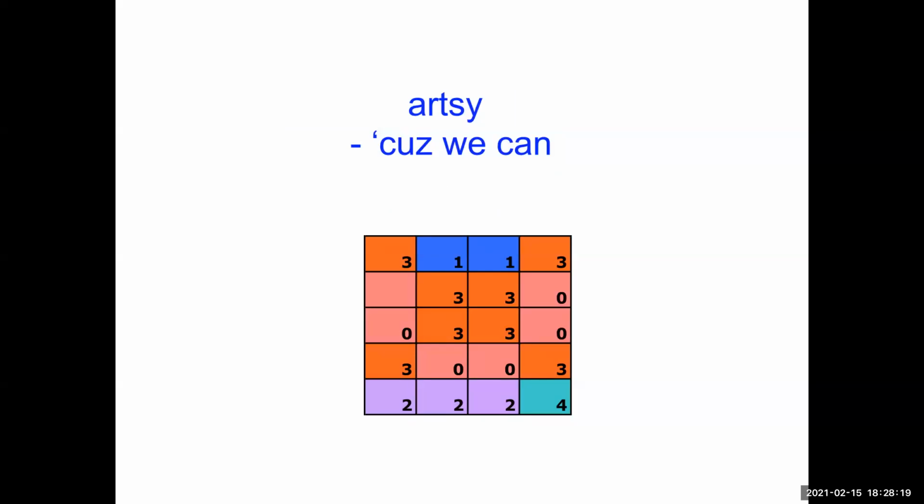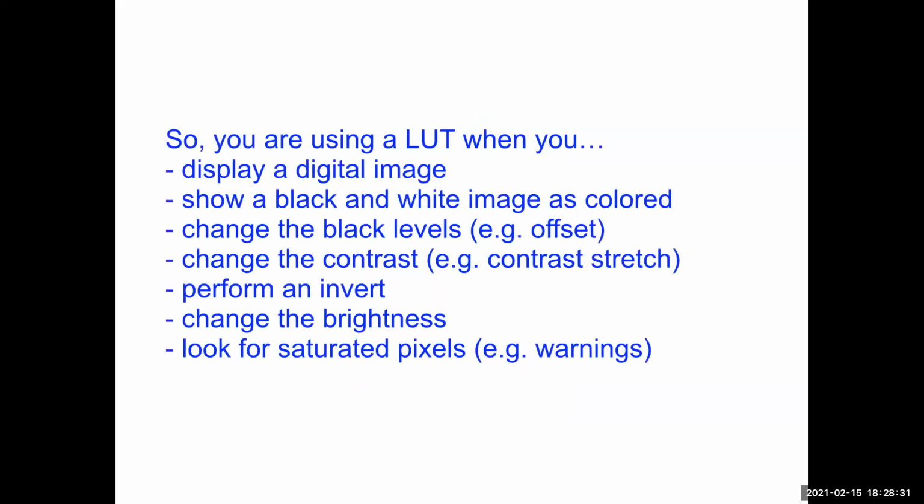Okay. And like I said, sometimes we just do crazy lookup tables because we're in a mood. This is for no particular reason. I'm just going to make the ones blue and the threes red, whatever. So you're always using a lookup table, whether you know it or not. There's a lookup table behind every single digital image you've ever looked at and ever will look at. If you're displaying a digital image, there's a lookup table.